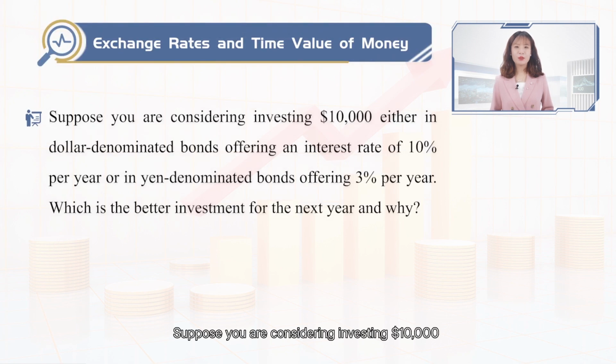Suppose you are considering investing $10,000 either in dollar-denominated bonds offering an interest rate of 10% per year, or in yen-denominated bonds offering 3% per year. Which is the better investment for the next year and why? The answer depends on how much the dollar-to-yen exchange rate will change during the year.